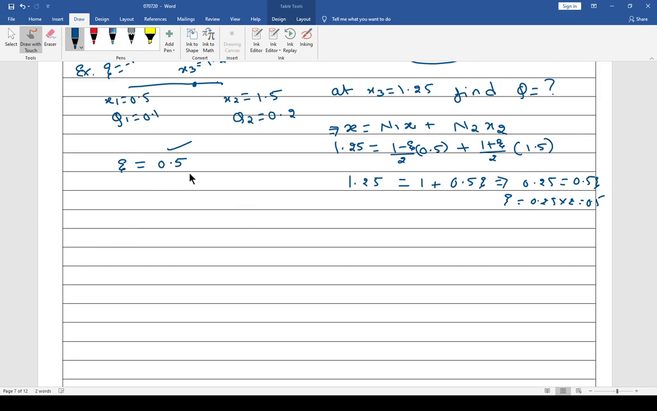So here I got xi as 0.5, therefore q equals N1, so N1 is (1 minus 0.5) divided by 2, times q1 which is 0.1, plus (1 plus 0.5) divided by 2, times q2 which is 0.2. From this you can get the value of q. Now just let me know this answer.